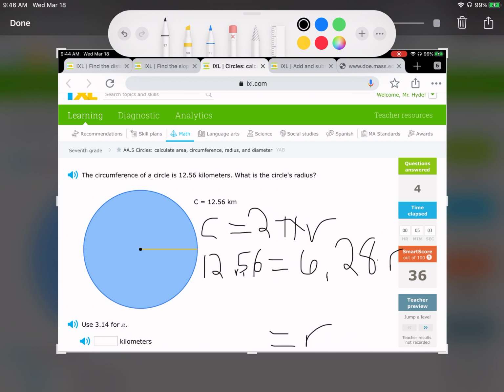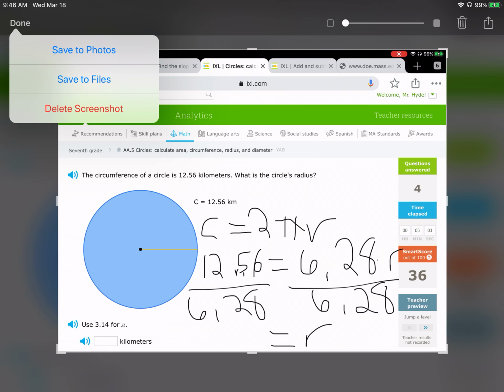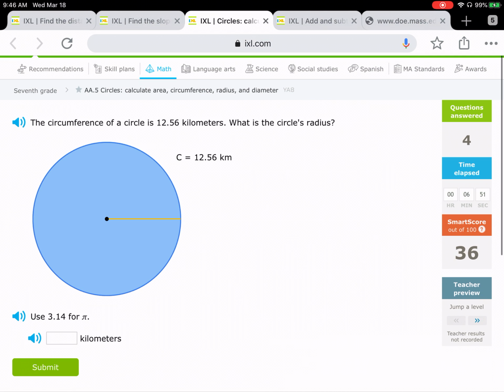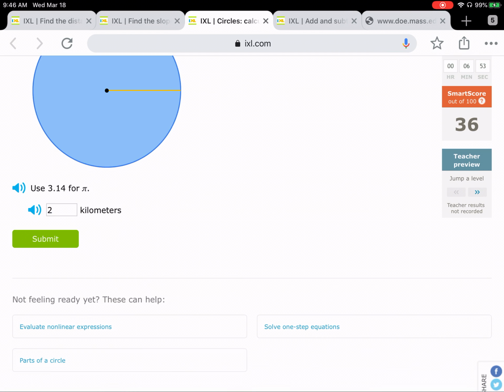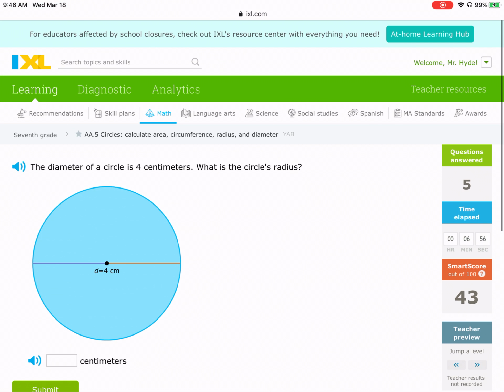So now all I want to do is get R by itself. So I'm going to divide by 6.28. All right, and that becomes a calculator problem. 12.56 divided by 6.28. And that's going to give me an answer of 2. All right, so here my answer is going to be 2. That one's probably one that gives people the most difficulty.